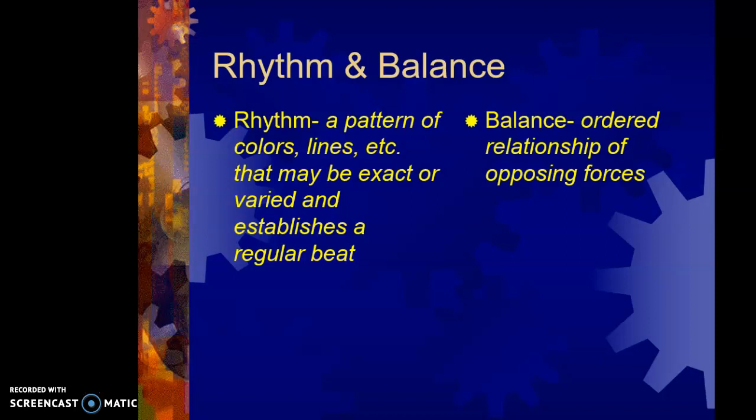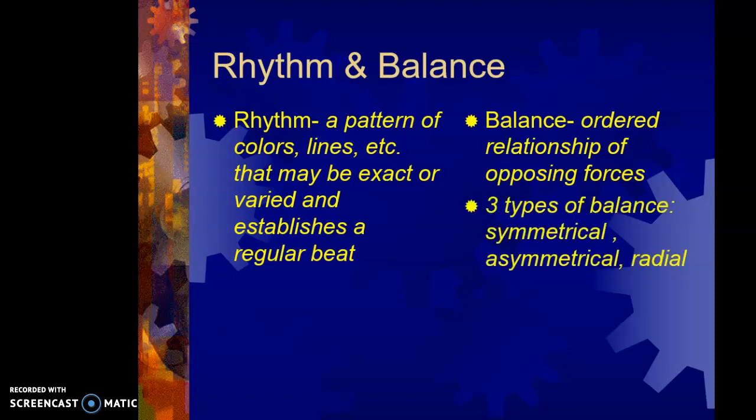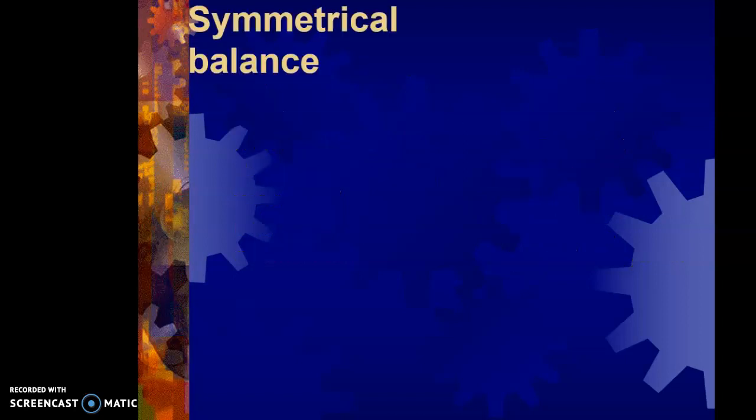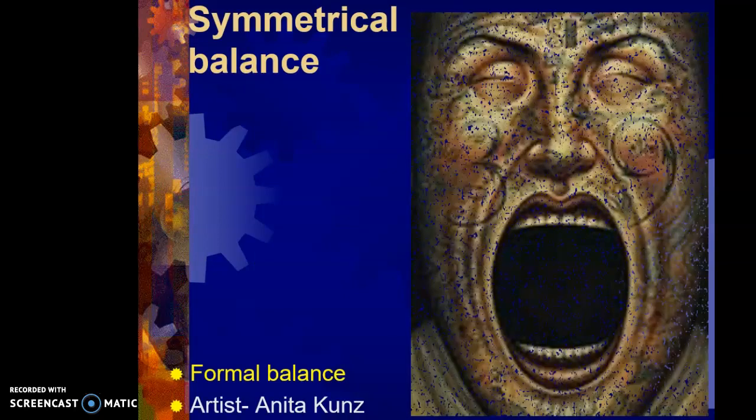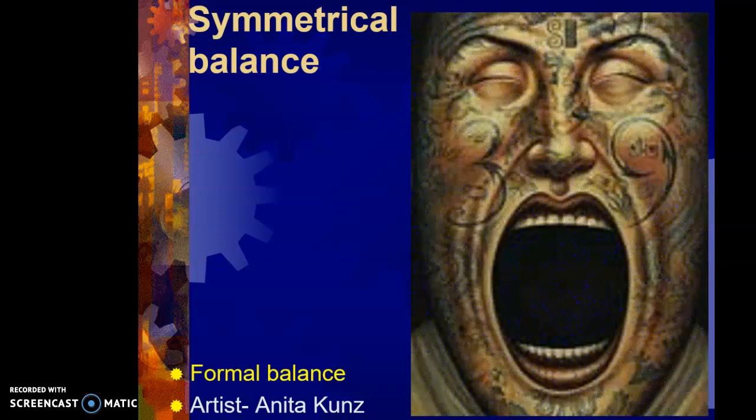Okay, now balance. This is an ordered relationship of opposing forces. There are three types of balance: symmetrical, asymmetrical, and radial. So symmetrical we consider to be a formal balance. This Anita Kunz is a really good example of this. It's where the visual weight is the same on both sides. So we have a face. If we divided it down the middle, you'd still have half a nose, half a mouth, and an eye on each side.